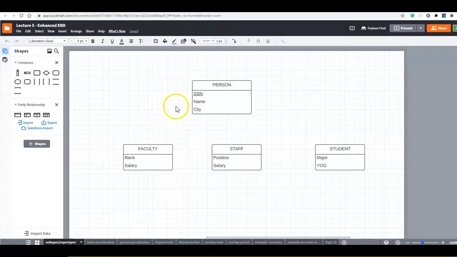And again, as we mentioned, we have attribute inheritance going on here. All have Social Security number, name, and city. Faculty have rank and salary, staff position and salary, student major year graduation.